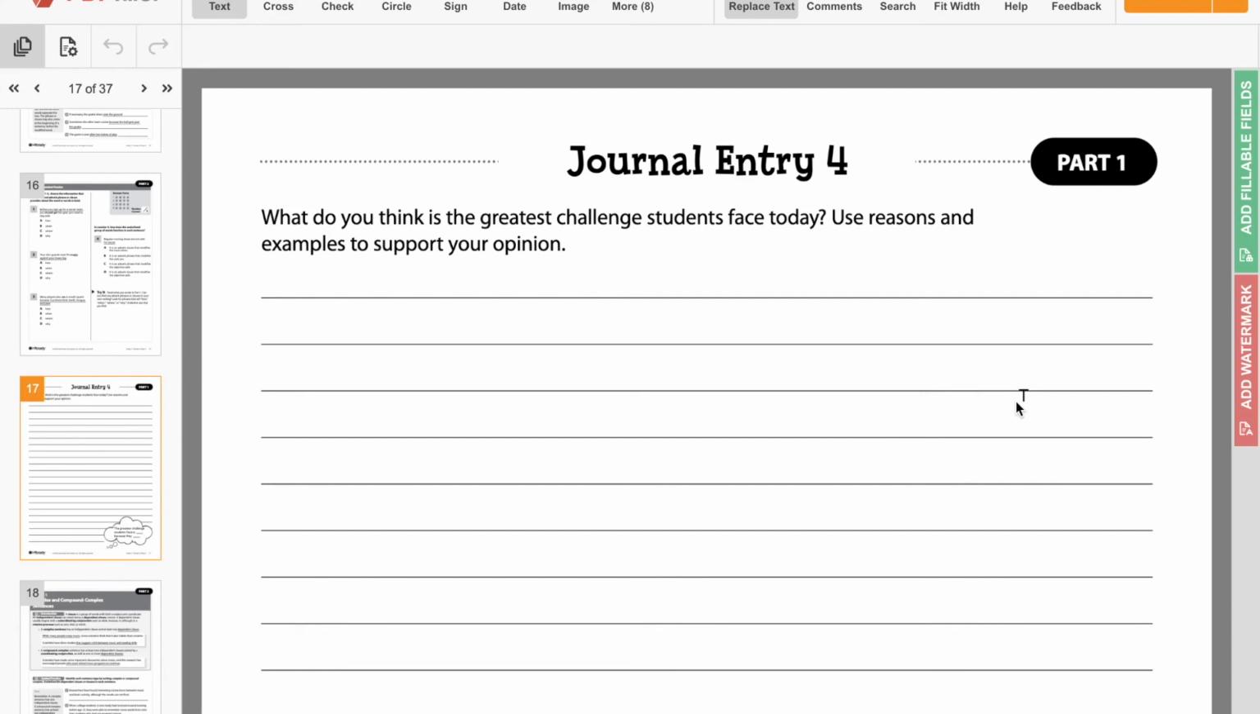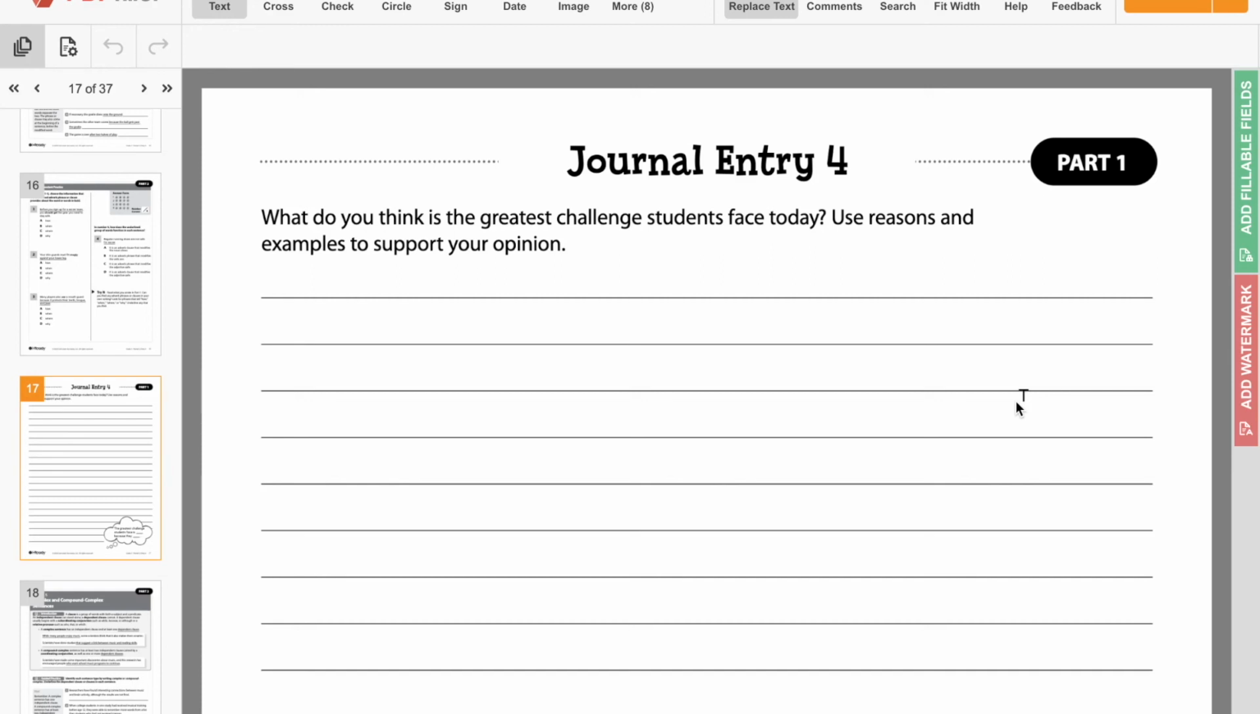So today we are back in our writing packet. As always with the writing packet, we're on page 17. We're going to start with a journal entry. These you have to do independently, because obviously I can't tell you how you feel about each journal prompt. This time it's asking, what do you think is the greatest challenge students face today? Use reasons and examples to support your opinion.